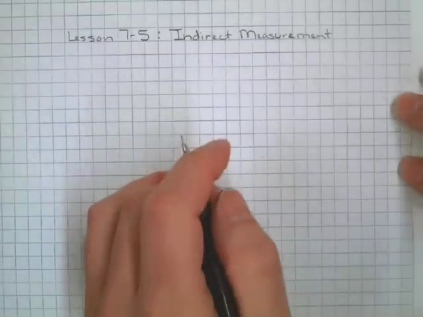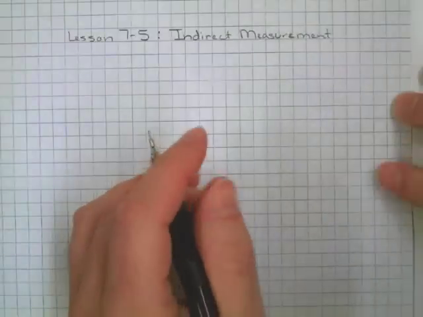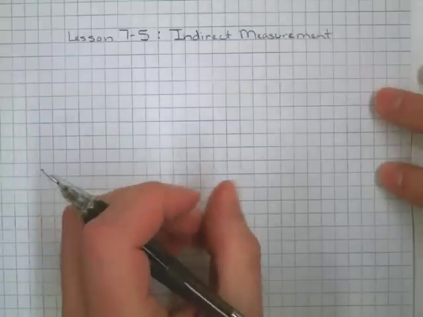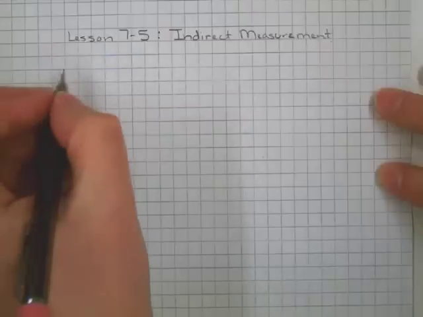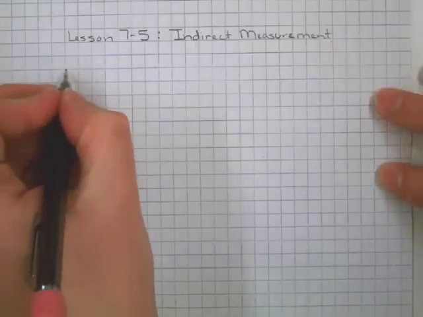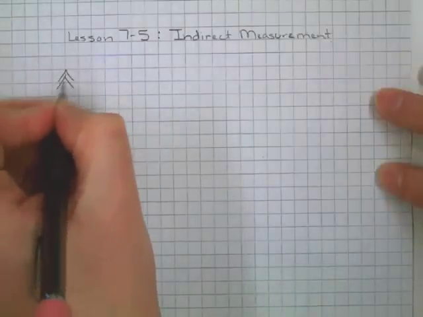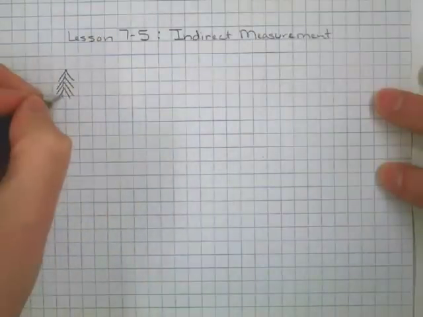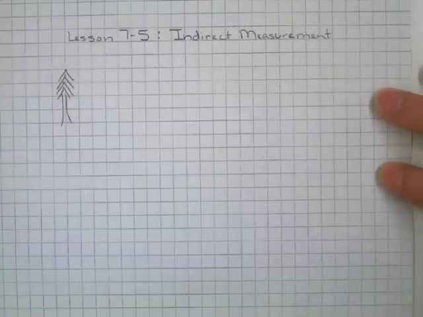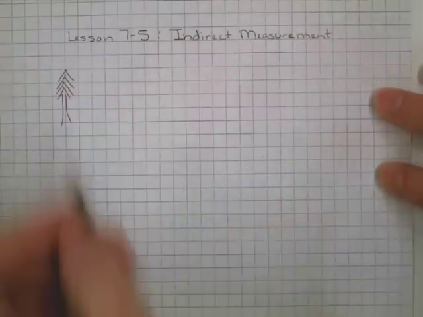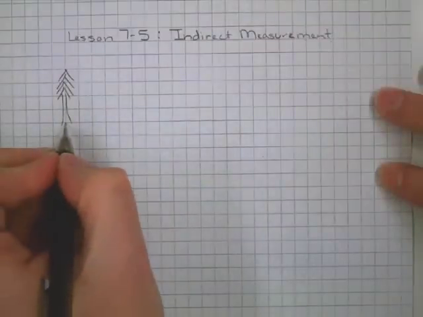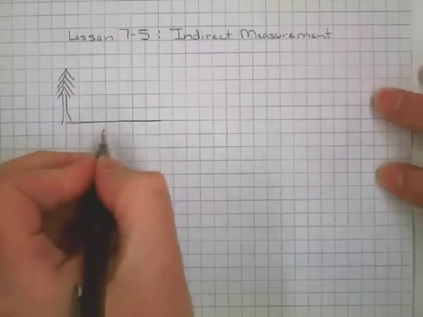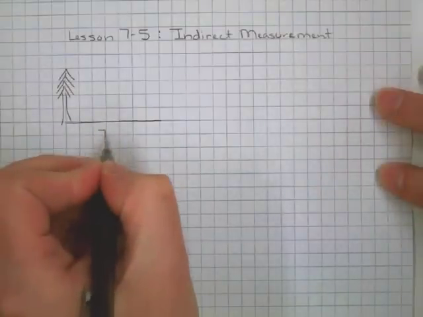Lesson 7-5, Indirect Measurement. The objective here is to learn to use proportions and similar figures to find an unknown measure. So let's say you're out in the woods and you want to find the height of a tree. But it's going to be difficult to climb up that tree and actually measure it. You can figure out, let's say there is a shadow of that tree, and we can determine the length of that shadow. And the length of that shadow is 7 feet.